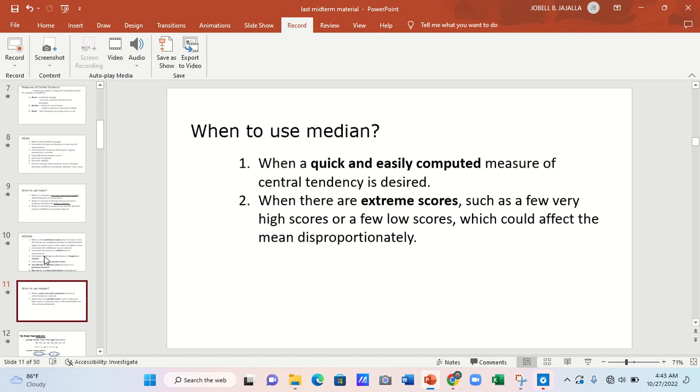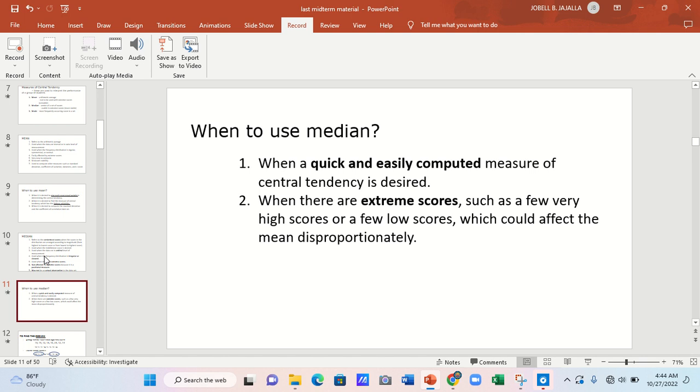Number 2, when there are extreme scores such as very few high scores or a few low scores, which could affect the mean disproportionately. So, as we said last time, there are only a few high or low scores, then the other scores are clustered together, not spread out. In this case, you can no longer use the mean, because the mean is easily affected by high or low scores. Okay? It is affected by the highest or lowest scores.